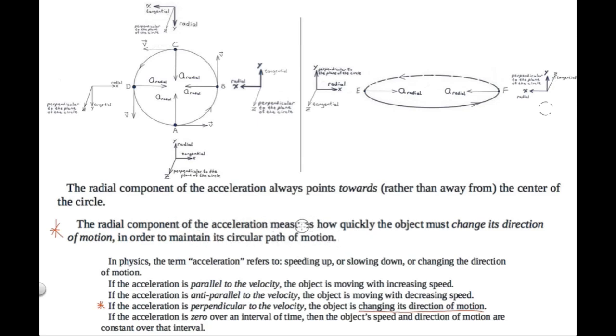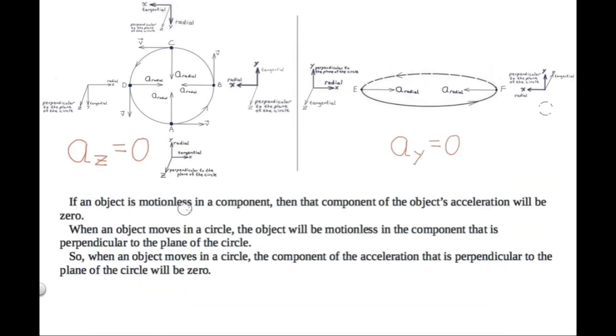This is one of the key ideas for this video, so let's repeat it. The radial component of the acceleration measures how quickly the object must change its direction of motion in order to maintain its circular path of motion. If an object is motionless in a component, then that component of the object's acceleration will be 0. When an object moves in a circle, the object will be motionless in the component that's perpendicular to the plane of the circle. So, when an object moves in a circle, the component of the acceleration that's perpendicular to the plane of the circle will be 0.